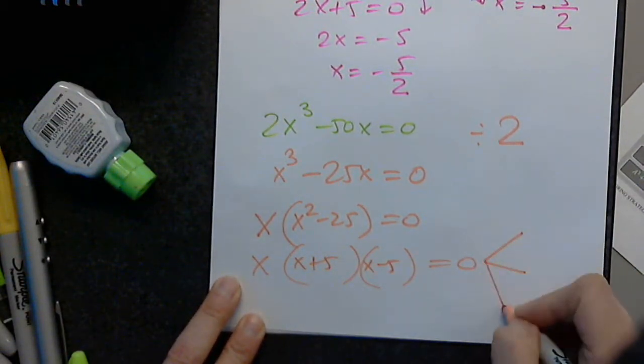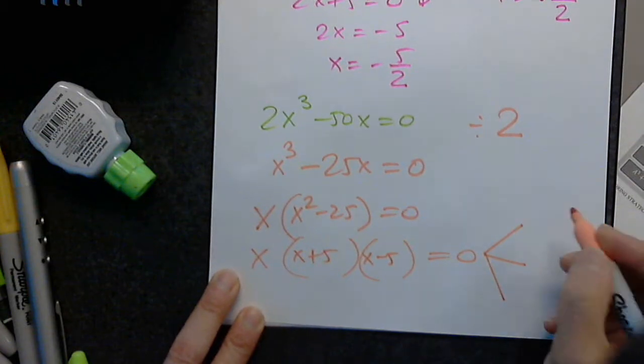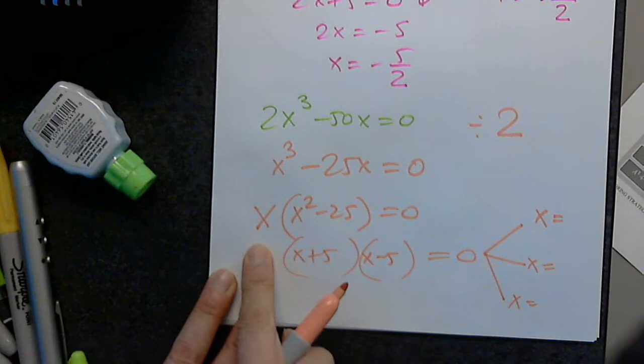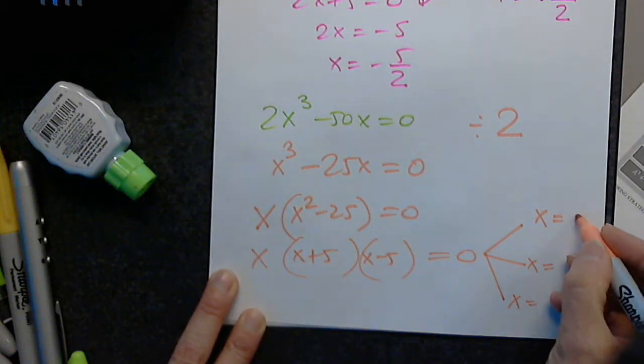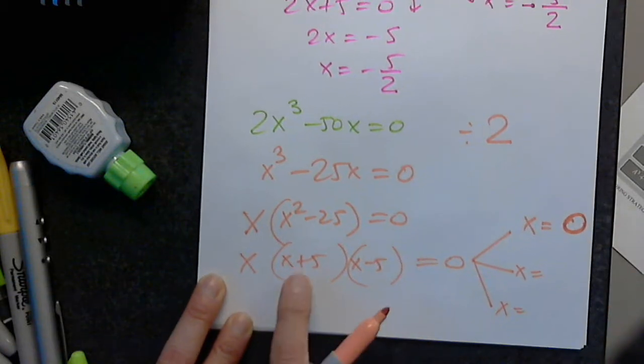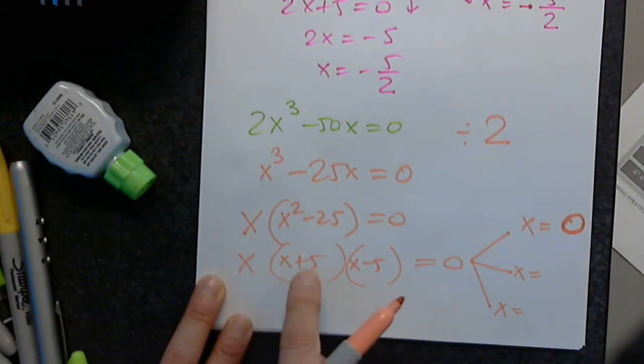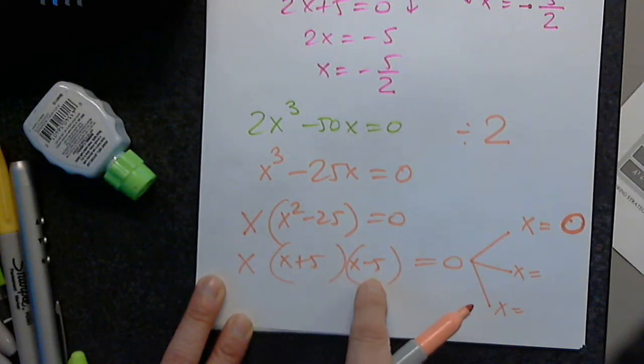I'm expecting how many solutions again? 3. Very good. From the first factor, what do I get? 0. Why not 1? Because you're multiplying it. So 1 times 6 times -4, is that 0?